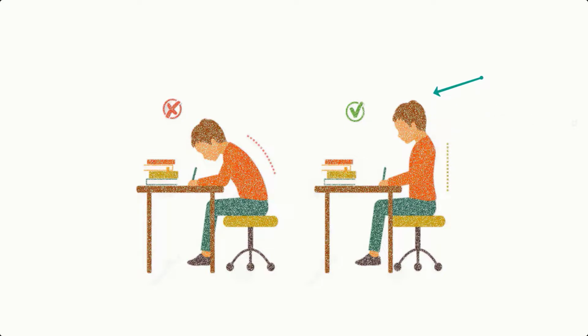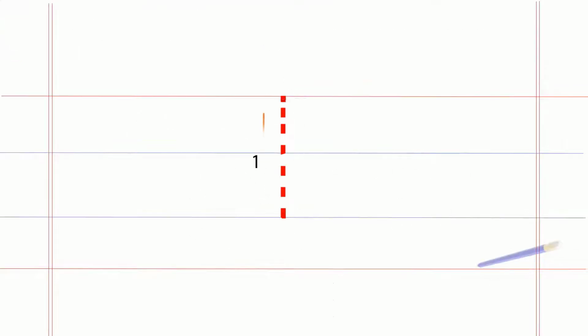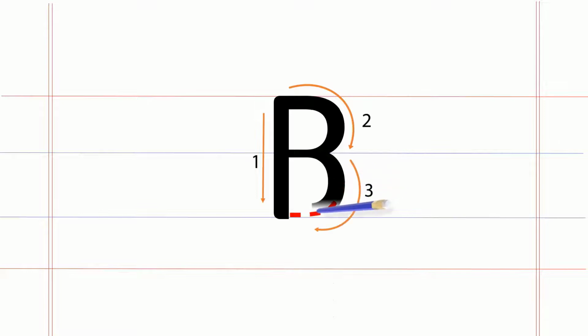Draw 4 lines on the writing board. Write the letter B on the first 3 lines and give instructions. Start from the red point. Draw a straight line downwards. Then start from the red point again. Draw a half circle. Now draw another half circle.